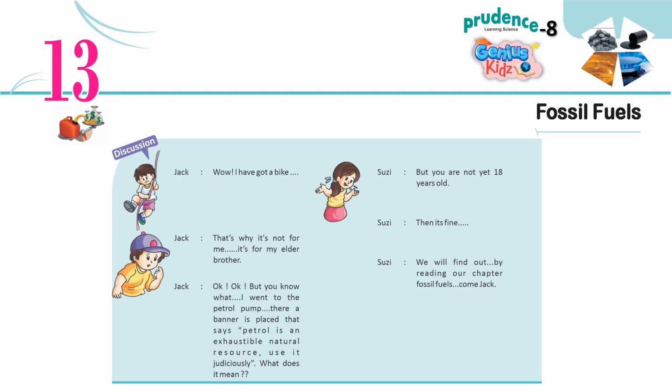Jack: Okay, but you know what? I went to the petrol pump. There a banner is placed that says petrol is an exhaustible natural resource. Use it judiciously. What does it mean? Susie: We will find out by reading our chapter Fossil Fuels. Come Jack.